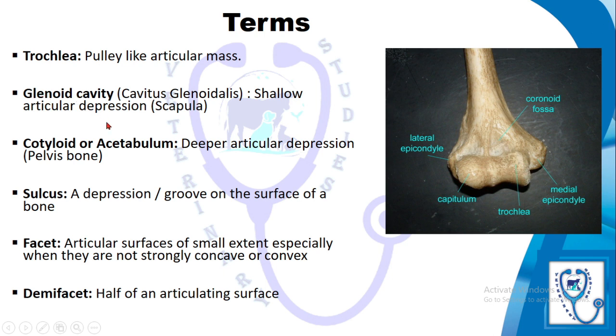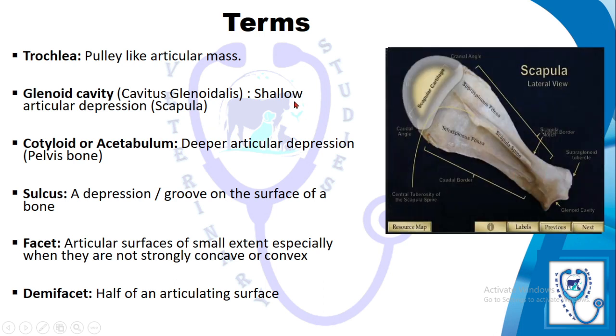Glenoid cavity. Glenoid cavity is a shallow articular depression in a scapula bone. This is a glenoid cavity, and the glenoid cavity forms a shoulder joint by uniting with the head of the humerus bone.